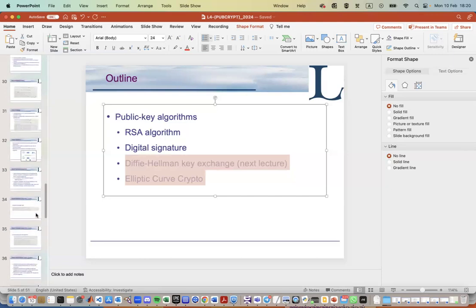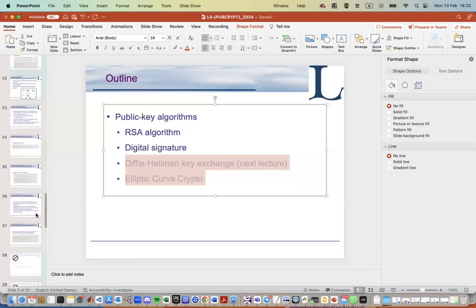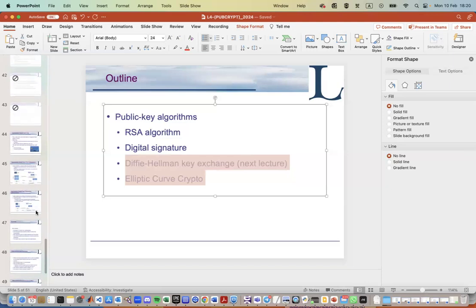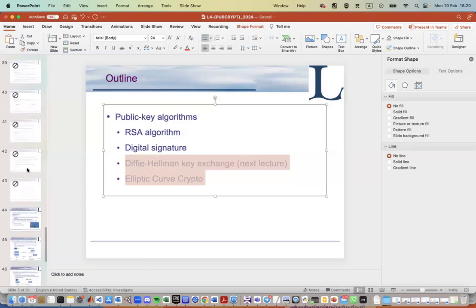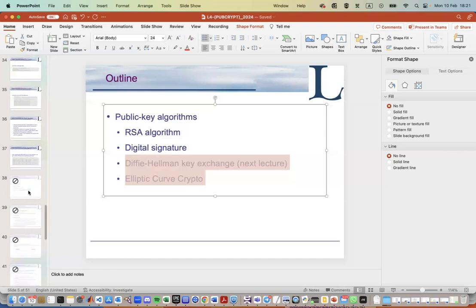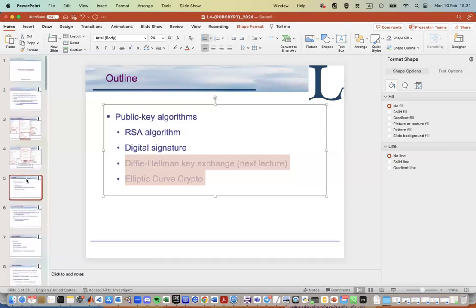Let me see if I have a slide for that. Maybe not. Authentication. Maybe it's here. Well, let me be verbal, but I hope you will get it.